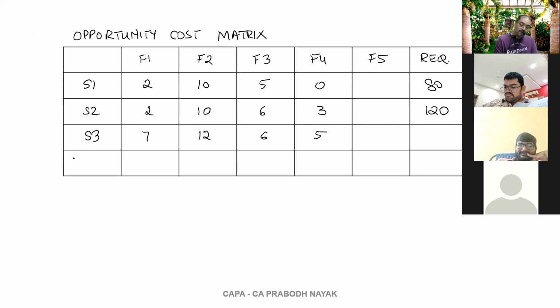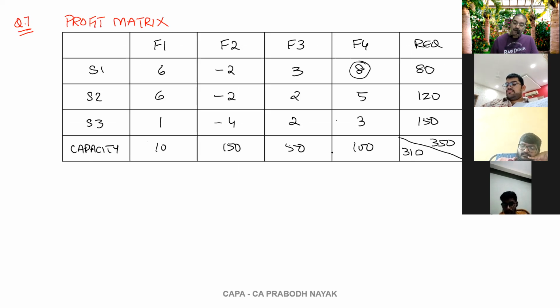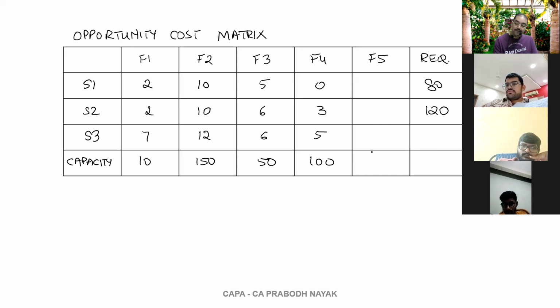This will be the capacity: 10, 150, 50, 100. And we were falling short by 40. So the dummy column will have 40, and all the costs will be 0 here.